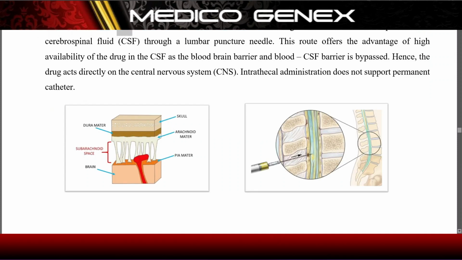Intrathecal route. This route involves direct administration of drugs into the subarachnoid space, i.e. the cerebrospinal fluid, CSF, through a lumbar puncture needle. This route offers the advantage of high availability of the drug in the CSF as the blood-brain barrier and blood-CSF barrier is bypassed. Hence, the drug acts directly on the central nervous system, CNS. Intrathecal administration does not support permanent catheter.